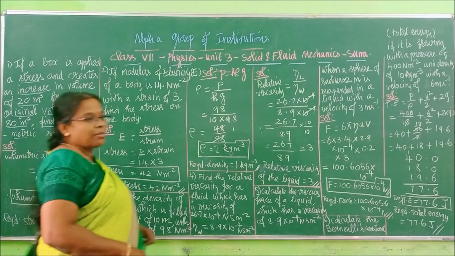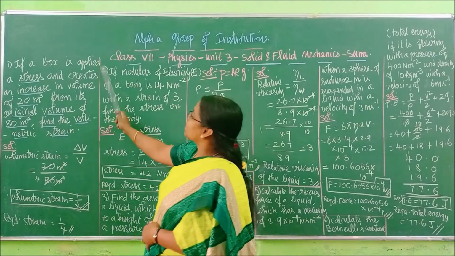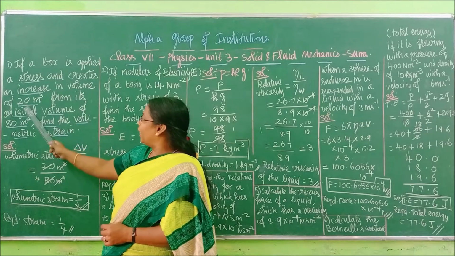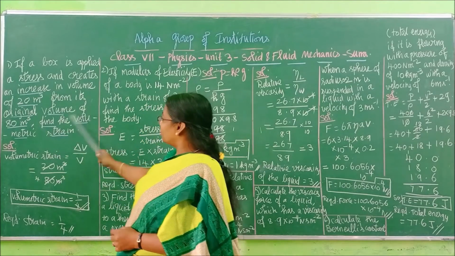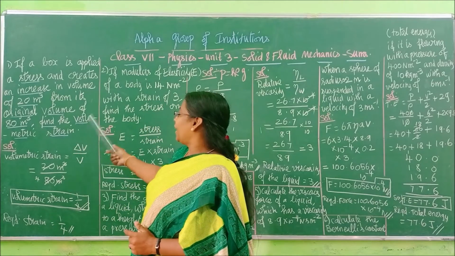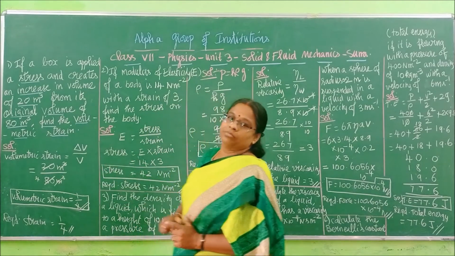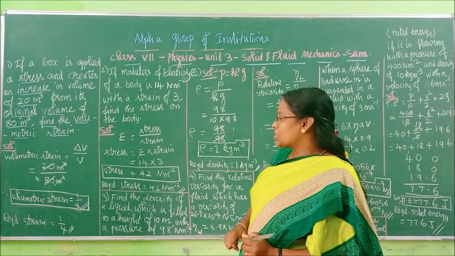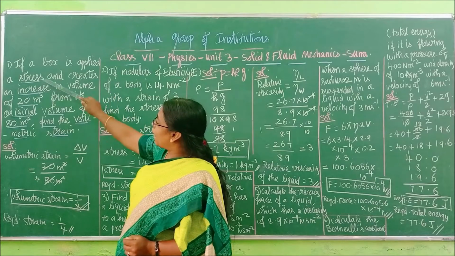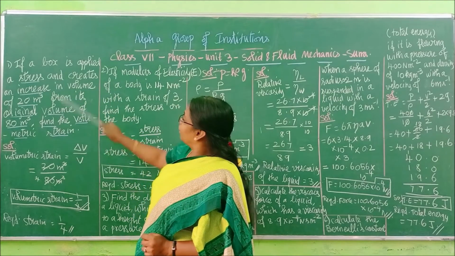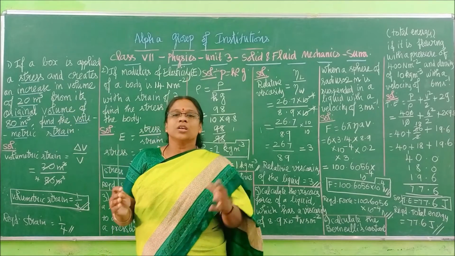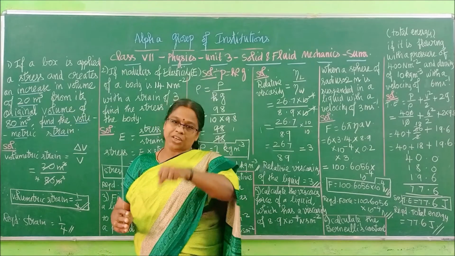So the first sum is: if a box is applied a stress and creates an increase in volume of 20 meter cube from its original volume of 80 meter cube, find the volumetric strain. So this is your first sum. What is given here? I had underlined the key terms. Some stress is applied, so to your box some force is given.